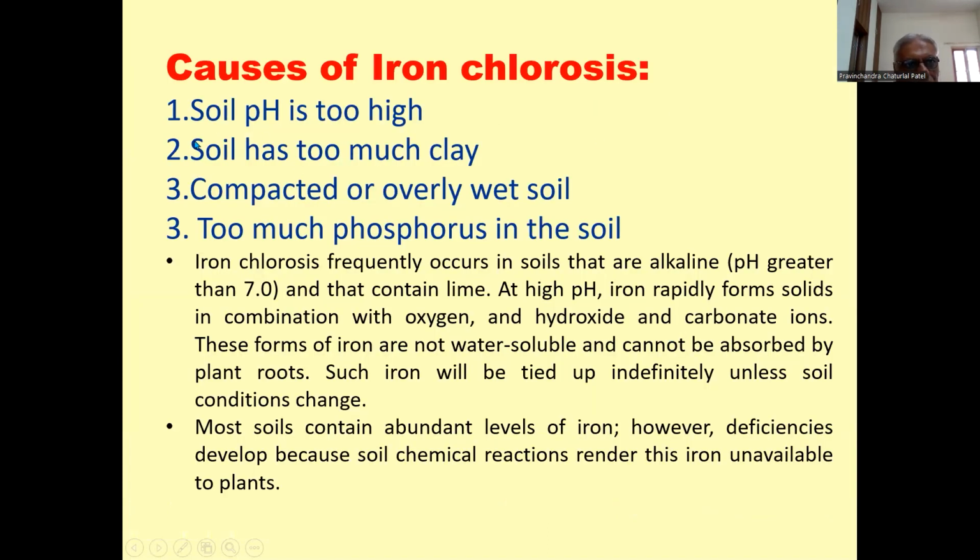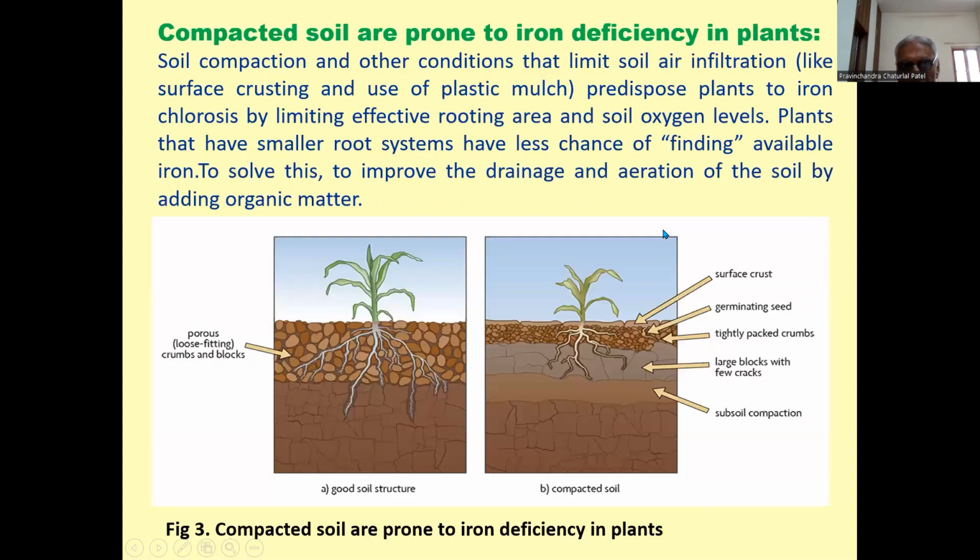So, the causes of iron chlorosis: soil pH is too high, soil has too much clay, compacted or overly wet soil, and too much phosphorus in the soil. Regarding compacted soil, you can see that when the soil is porous with good soil structure, the plant grows well, whereas on the right side the soil is compacted, so there is poor growth and poor roots. Porous soil is required for better growth of the plant.